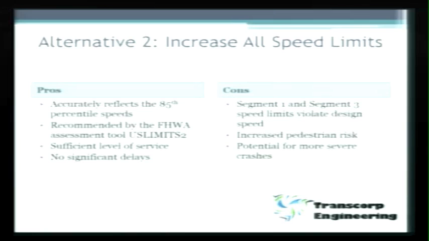And this assessment tool, you essentially enter in geometrics, traffic volumes, and crash data, and it provides you with a recommended speed. However, this alternative was eliminated right away because the speeds in segment 1 and 3 would become 45 miles an hour, which are both above the design speed of 40 miles an hour.